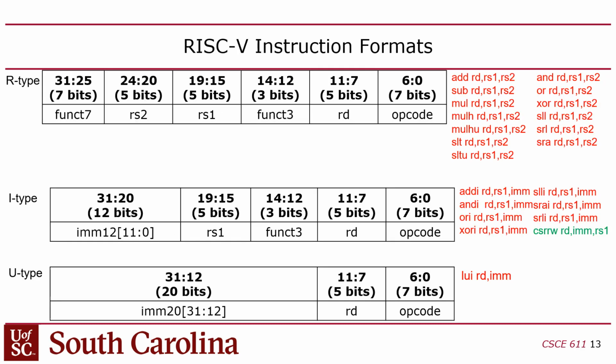For now, there's more types. There's 6 main integer types. Remember, MIPS only had 3. R-type is just like the R-type in MIPS, except it's formatted differently.